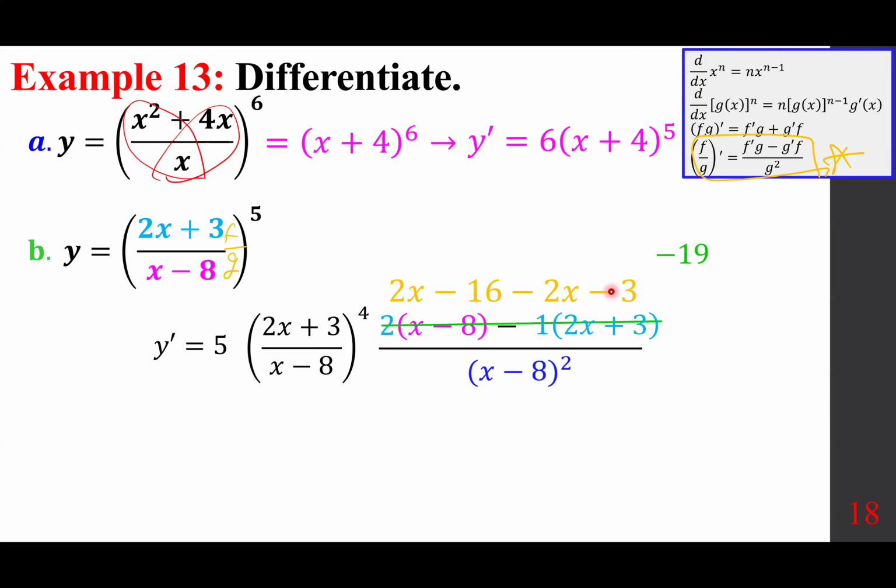And so you have a fraction bar. What's at top is 5, 2x plus 3 to the power of 4, and minus 19. What's at the bottom, x minus 8 to the power of 4, x minus 8 squared.